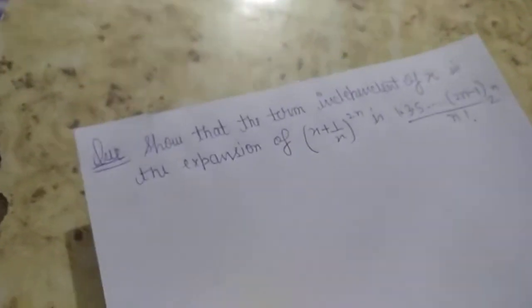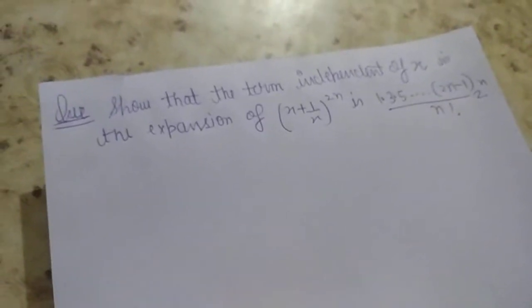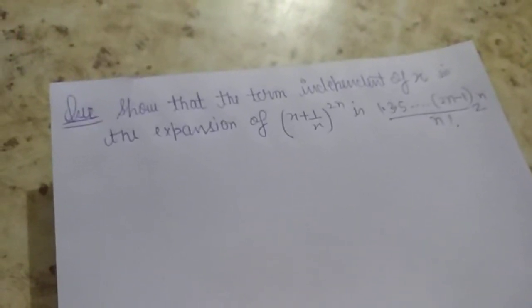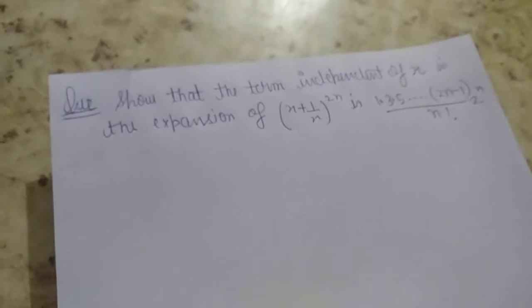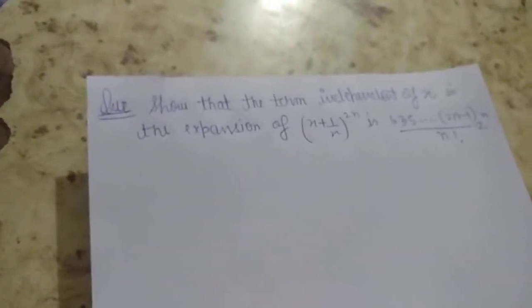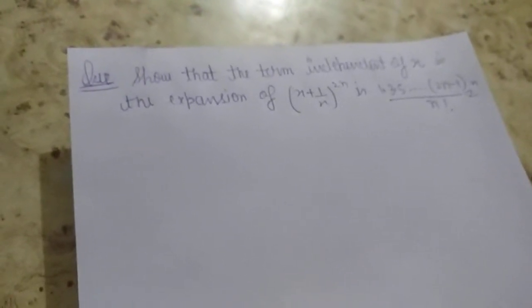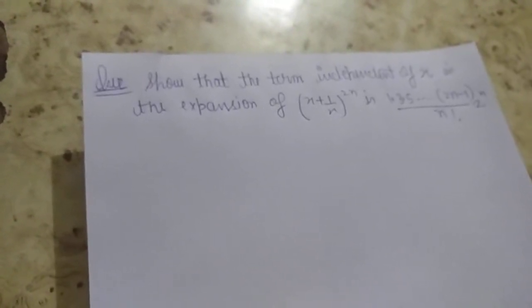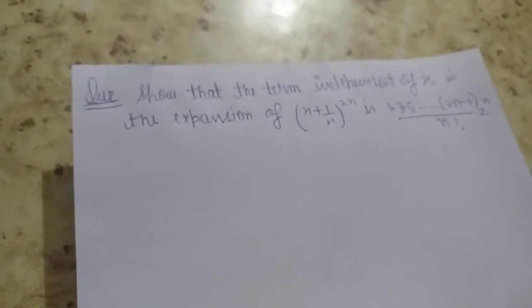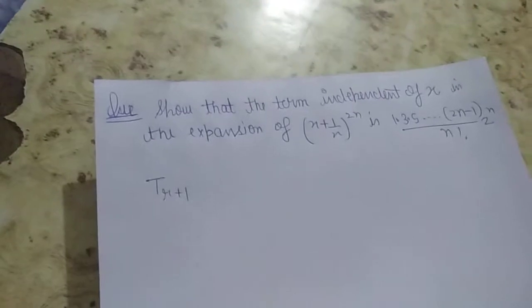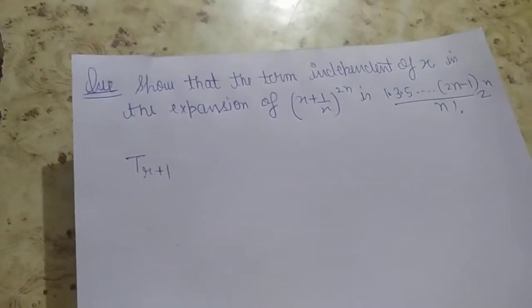The question says, show that the term independent of x in the expansion of (x + 1/x) whole to the power 2n is given as follows. So first we start expanding (x + 1/x) to the power 2n. But first we have to let the independent term. So the independent term which we let is going to be T(r+1).